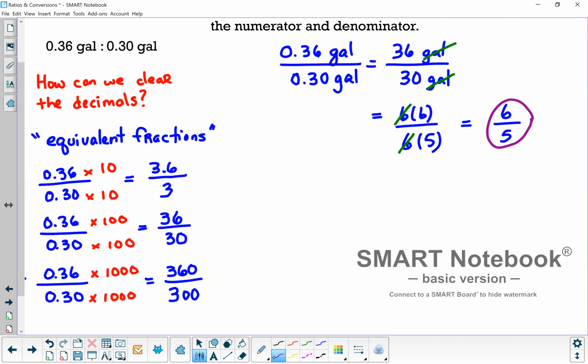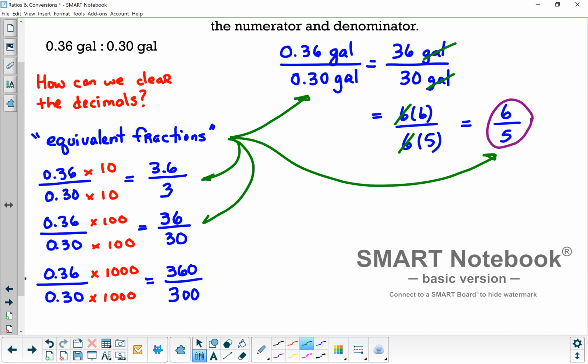Okay, so keep in mind our original ratio, our answer, this one right here, this one right here, and this one right there. Those are all equivalent fractions.